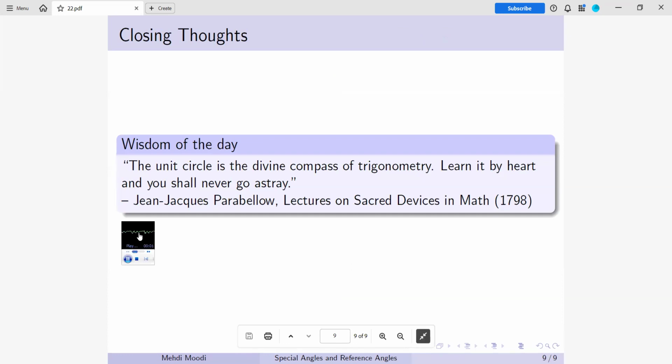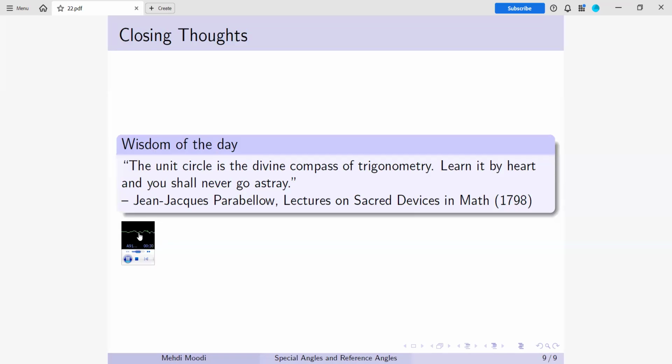Parabello once gave a legendary series of lectures titled Sacred Devices of Mathematics. In these talks, he praised the elegance of the Venn diagram, the wisdom encoded in Pascal's triangle, and the revolutionary power of the Cartesian plane. But his heart clearly belonged to the unit circle. He said, "The unit circle is the divine compass of trigonometry. Learn it by heart and you shall never go astray."